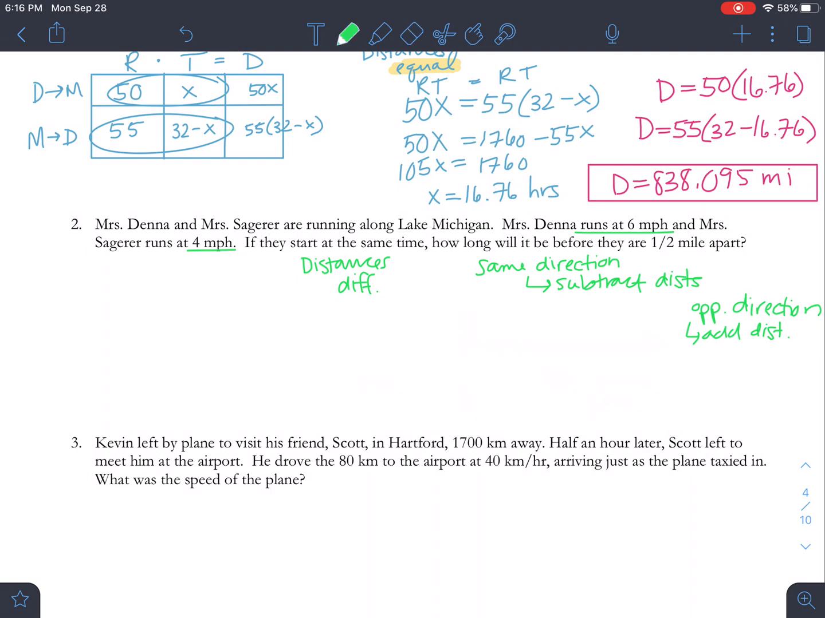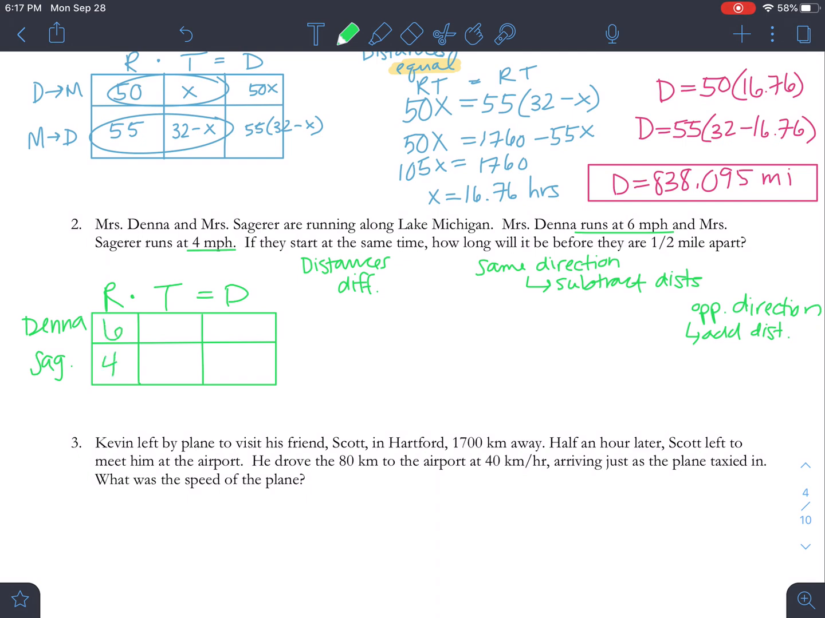So let's set up that same table. Pause if you need to. Write down those little pieces there. Same direction, we're going to subtract the distance. Opposite directions, we're going to add the distances. And when we create this little table, again, it's the same as above. So we know this is a rate times time problem because we're talking about distance, we're talking about miles per hour, etc. Okay, so I'll say Denna versus Sager are my 2 rows here. And I was given some information, right? I was given Mrs. Denna runs at 6 miles per hour and Mrs. Sager is 4 miles per hour. Those are both rates.